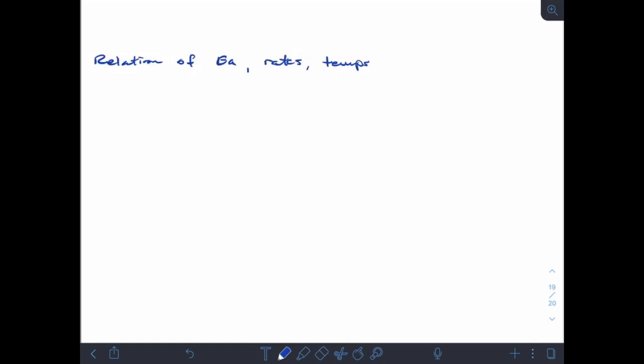Okay, activation energy, rates, and temperatures. Generally, heat things up to speed them up. If you want to speed up a reaction, add some heat, warm it up. Now we have an equation that relates activation energy, rate, and temperature, and it's called the Arrhenius equation.